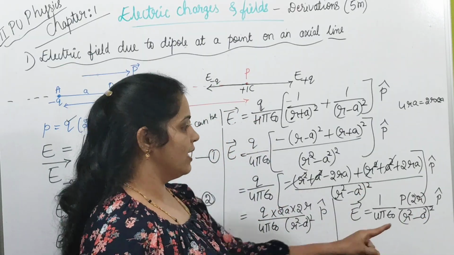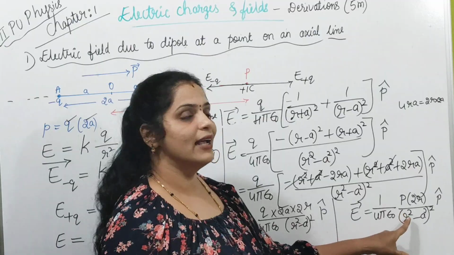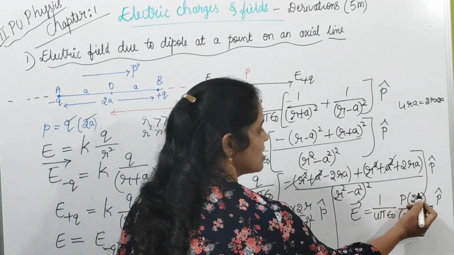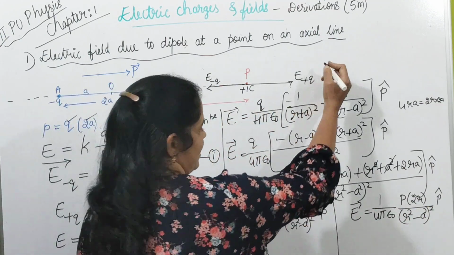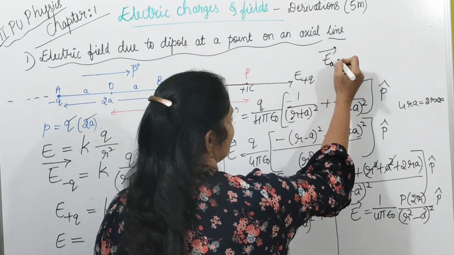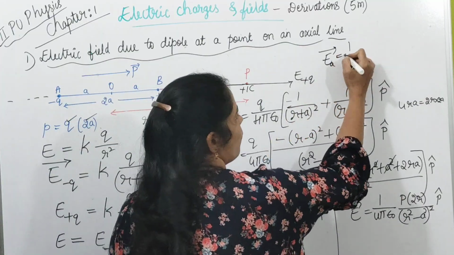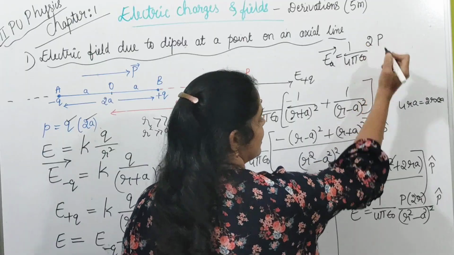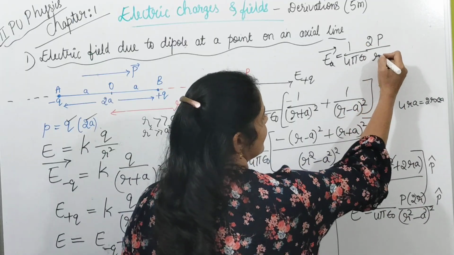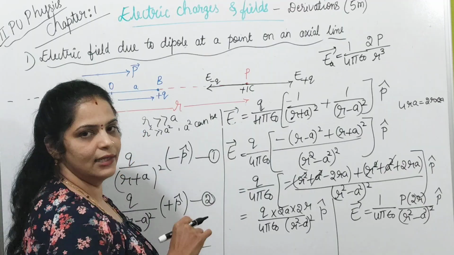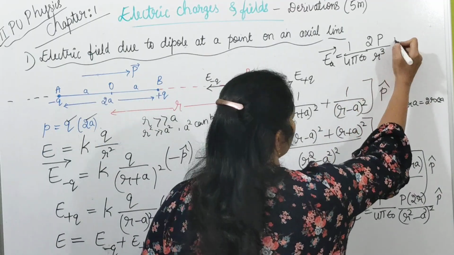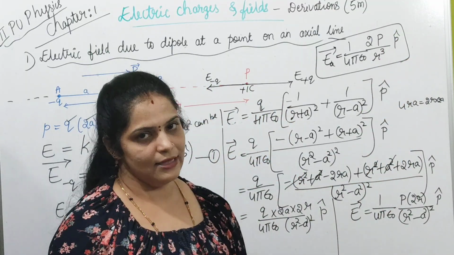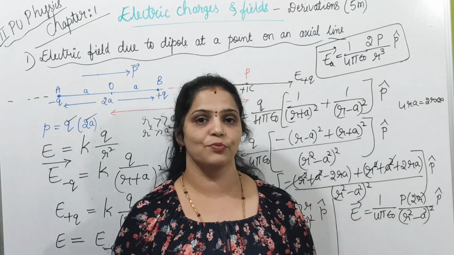If you neglect A square term in the denominator, then there is only R square. R square squared is R to the power 4. That means you can cancel one R term. So then final equation is electric field at a point on the axial line is 1 by 4 pi epsilon naught, and 2P. See, R and R cancelled, and in the denominator there is R cube. Okay, one R term cancelled, so there is only one R cube, P cap. So this is a final expression for electric field at a point on the axial line. So you need to remember this expression.